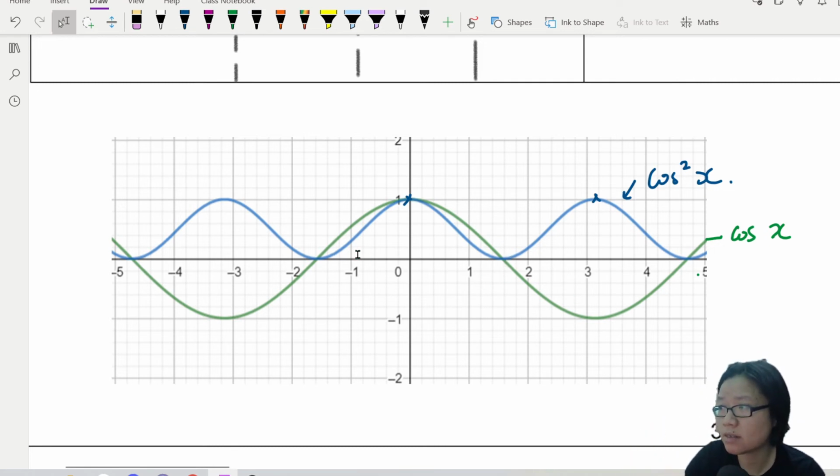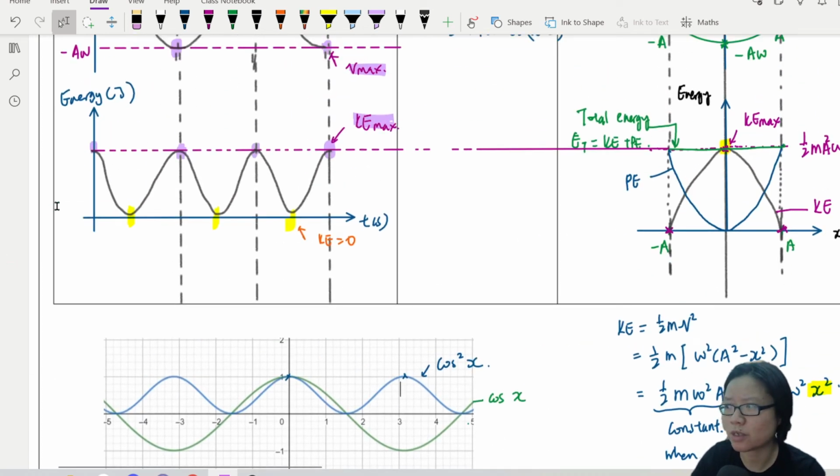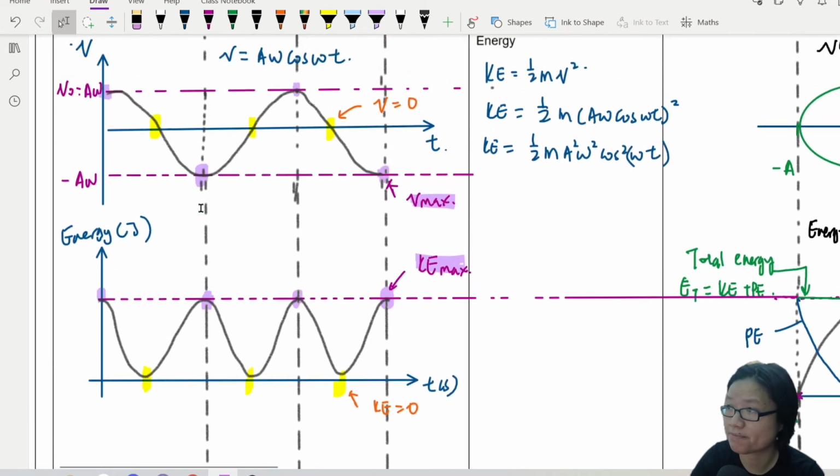But in this case, if I sketch the blue graph without the green graph there, you can't really tell. You can't really tell that it doesn't matter. And if it doesn't matter, then this shape is fine. Okay, but this is actually a cos square graph.